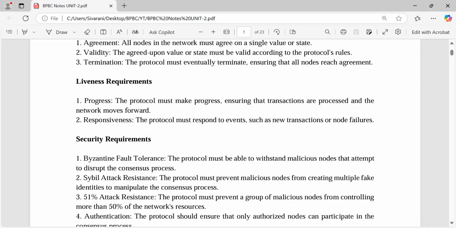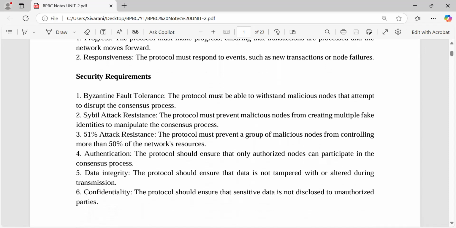So that is responsiveness. Coming to the security requirements, it mainly deals with those performing malicious activities in the network. That is Byzantine fault tolerance. Next one, Sybil attack resistance. The protocol must prevent malicious nodes from creating multiple fake identities to manipulate the consensus process.